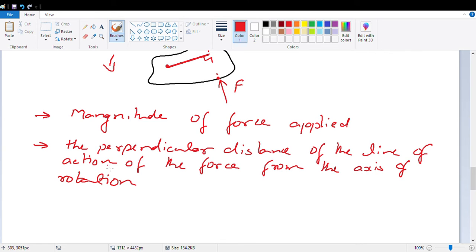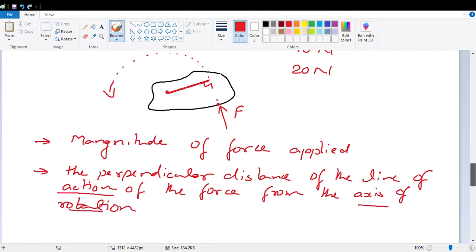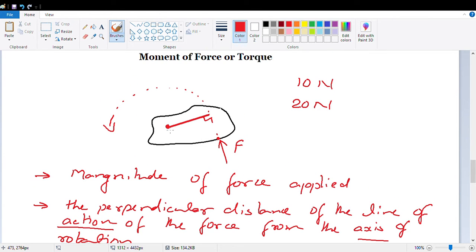Now let's understand what the line of action of the force is and what the axis of rotation is. The point at which you have pivoted the body or fixed the body with the help of a clamp or any means, when you draw a virtual line through it, this line is called the axis of rotation. Why axis of rotation? Because about this line the body is rotating either in clockwise or anti-clockwise direction.